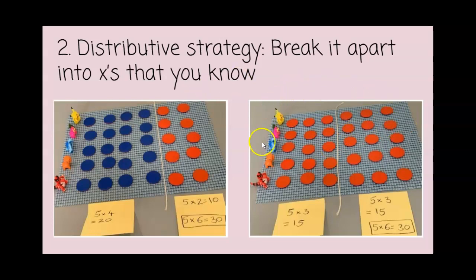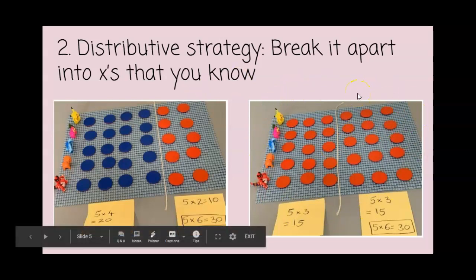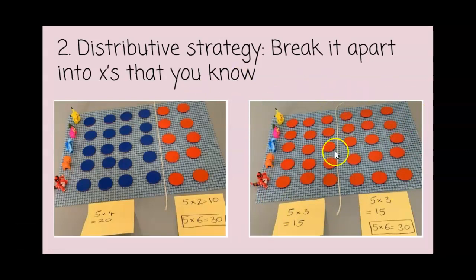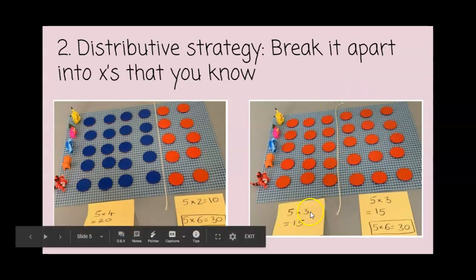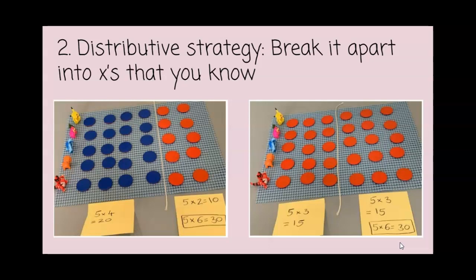This one over here shows using the distributive strategy or breaking it apart, and they've broken it into groups of 3. So there's 5 groups of 3 and 5 groups of 3, which we know is 15, and then adding them back together, we've got 30. So we're going to have a look at some examples of this one today, of using the distributive strategy to solve arrays that we don't already know the answer for.